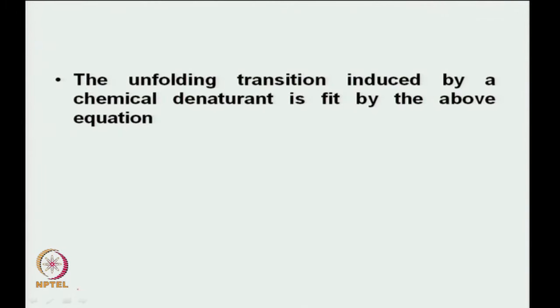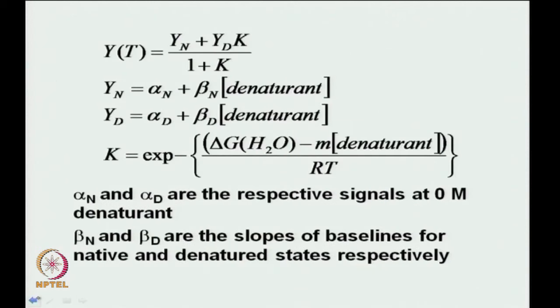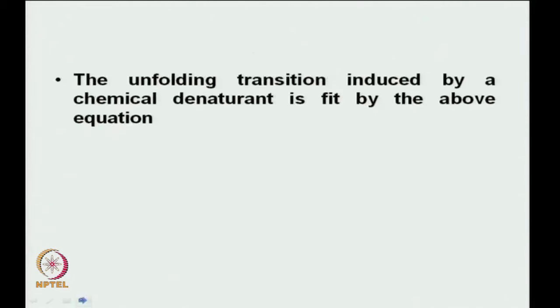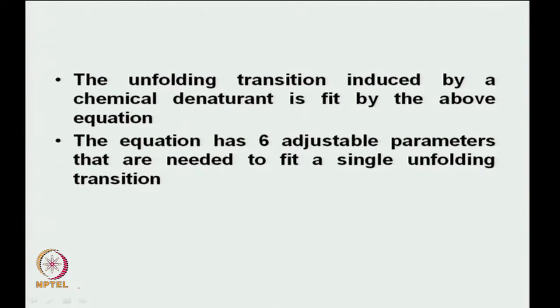The unfolding transition induced by chemical denaturation is fit by the above equation, that means the equation we just saw. So, it is essentially fit by this equation y of t, where the respective parameters have these expressions, right. Okay, moving on, the equation has 6 adjustable parameters that are needed to fit a single unfolding transition.